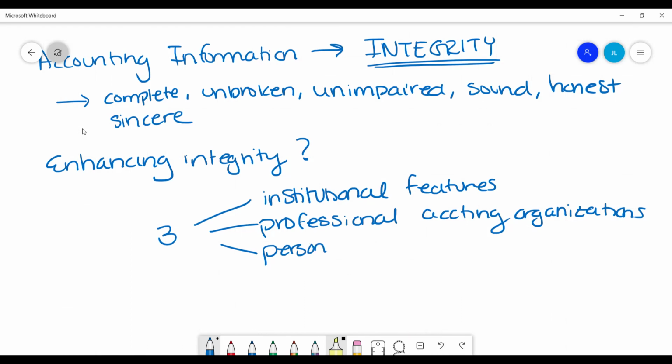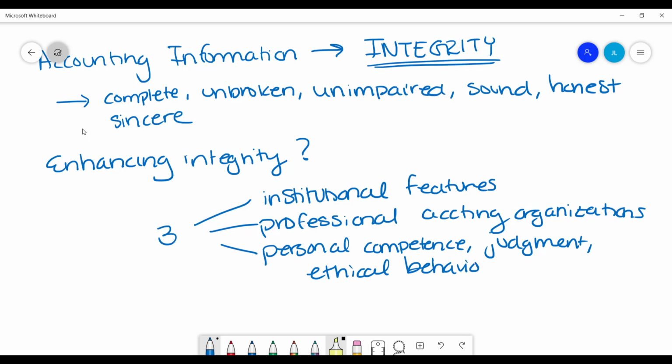Okay, personal competence, judgment, and ethical behavior. Because as you will see, there are some very specific rules that we need to follow when we record accounting information and gather it. So if someone doesn't really know how to do that, right, they lack competence, right, or they lack the ethical backbone to do things correctly, right, or they want to withhold information, that really strips accounting information of its integrity and its ability to be relied upon.